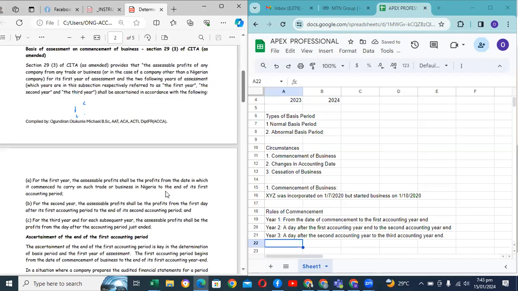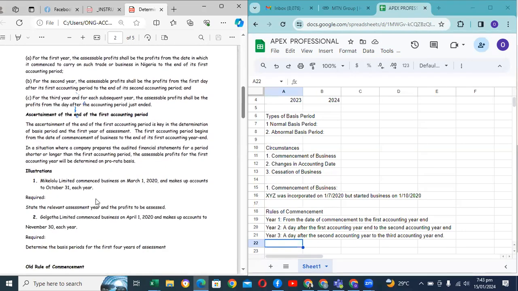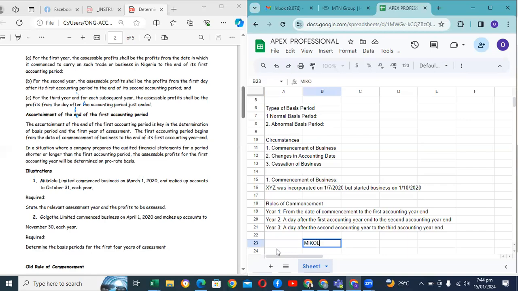I have a question here. Mikelolu Limited commenced business on March 1, 2020, and makes up its accounts to October 31st each year. I should determine the basis period. Please note that all companies are subject to tax on preceding year basis. I repeat, all companies are assessed to tax on preceding year basis. Are we together, please? Yes, sir. Good. So let's do Mikelolu Limited.